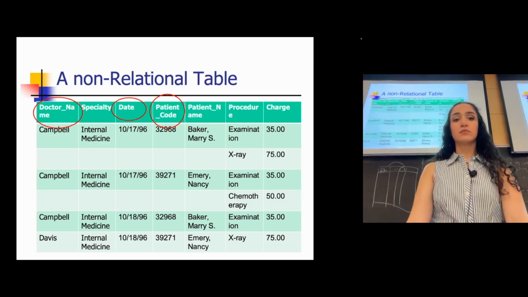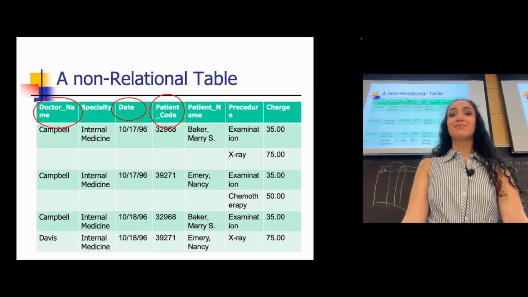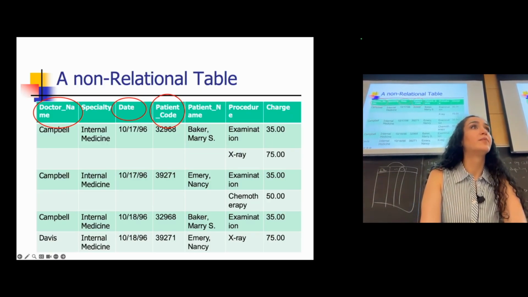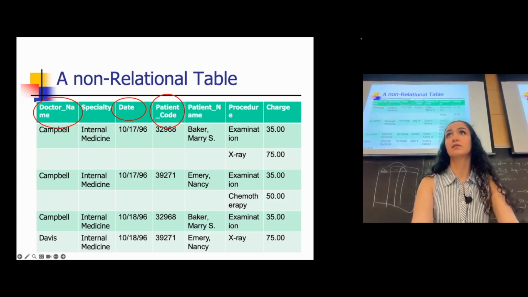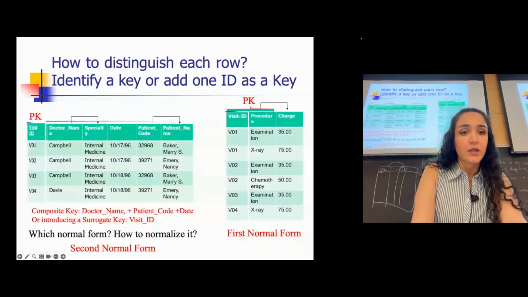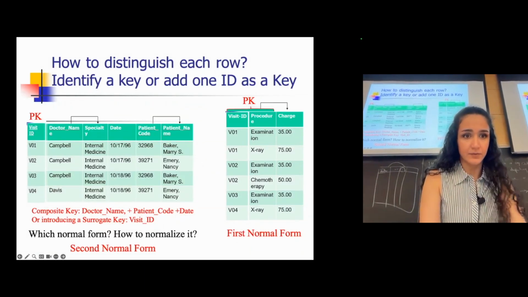What else? What are the other dependencies? Doctor name and specialty, right? Because each doctor has a specific specialty, right? By telling the doctor's name, you should be able to say the specialty.